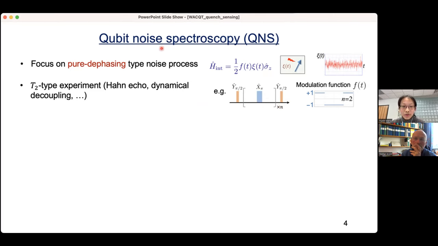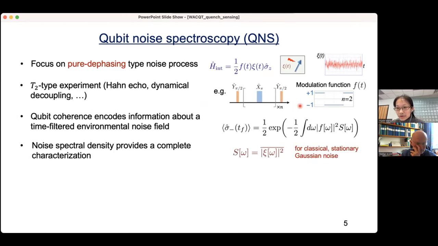The key for doing noise spectroscopy is to realize that in this case, the decoherence of the qubit really encodes information about a time-filtered, or equivalently a frequency-filtered, noise process. And for the typical case where the qubit is coupled to a stationary Gaussian environment, we can explicitly write out the coherence function of the qubit, in other words, the off-diagonal element of its density matrix, in this equation here. Note that this F(ω) function is also known as a filter function.